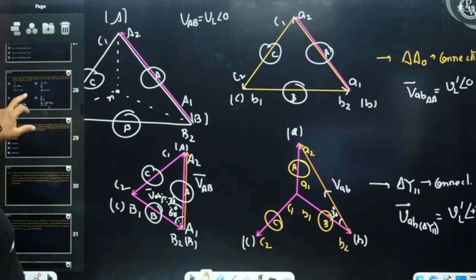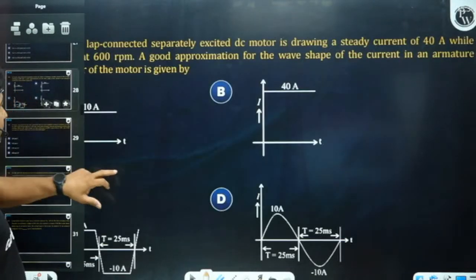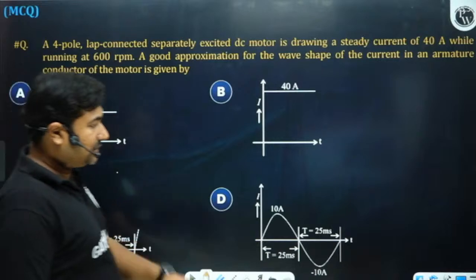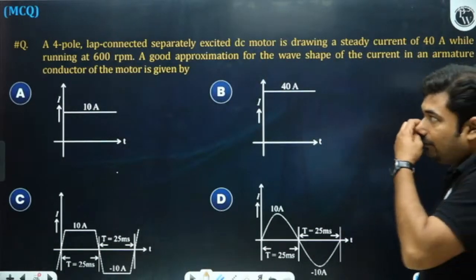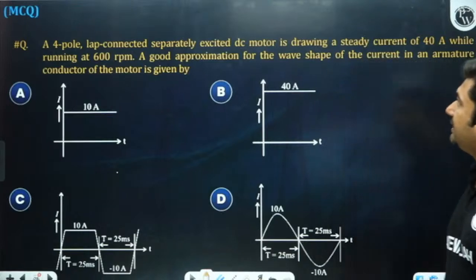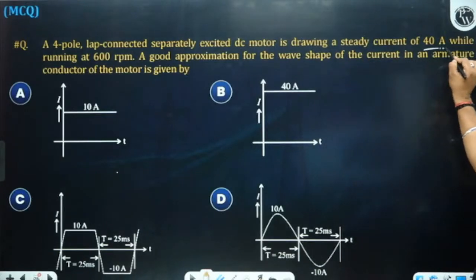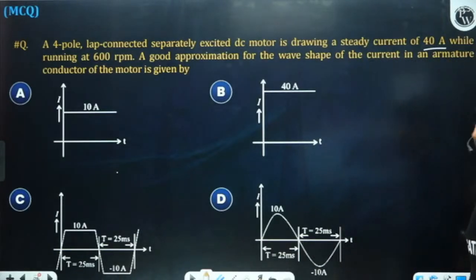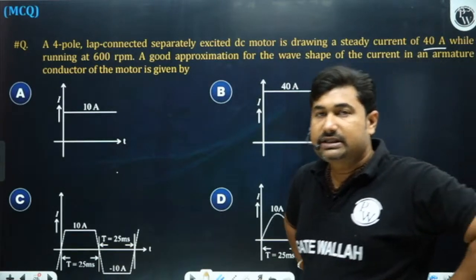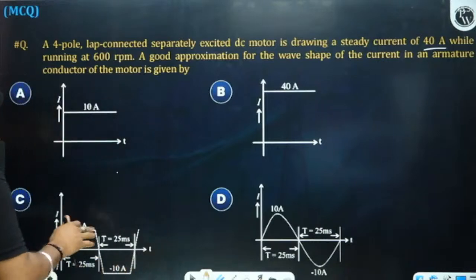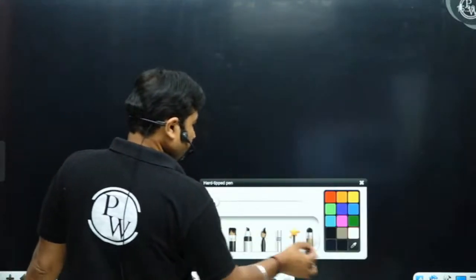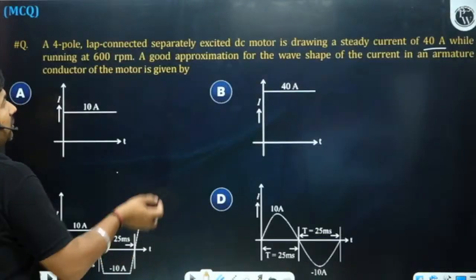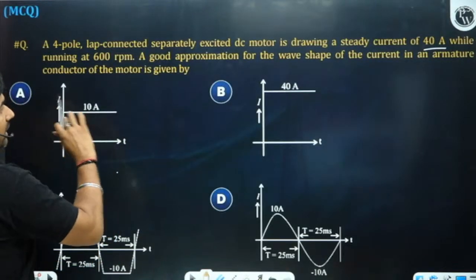Great, sir. Now let's talk about DC machine. Please observe this question. A 4-pole lap connected separately excited DC motor draws a steady state current of 40 ampere while running at 600 rpm. A good approximation for the wave shape of the current in the conductor of the motor is given by. So please observe. We need to find the good approximation of the current in the conductor.